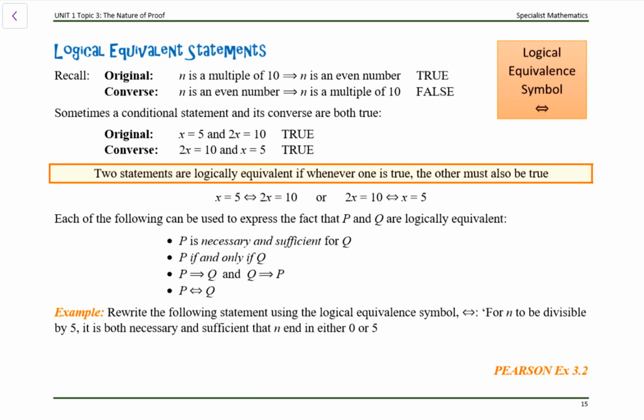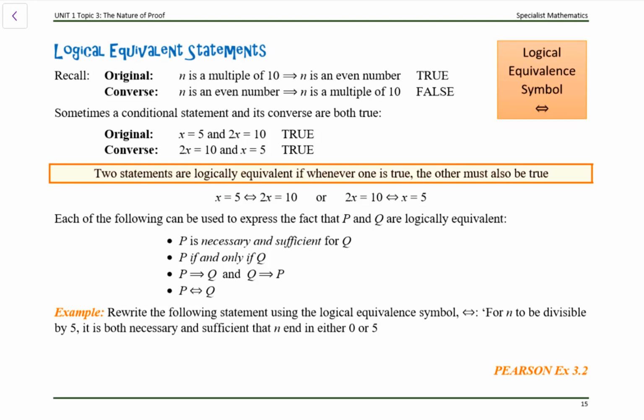So original: x is equal to 5 implies 2x equals 10. That's true. The converse, 2x equals 10 implies x equals 5, that is true. So two statements are logically equivalent if whenever one is true, the other must also be true. So this is where we have the double arrow. You can go either way, implies forwards or backwards. So x equals 5 is logically equivalent to 2x equals 10. So I can read it both ways: 2x equals 10 implies x equals 5.